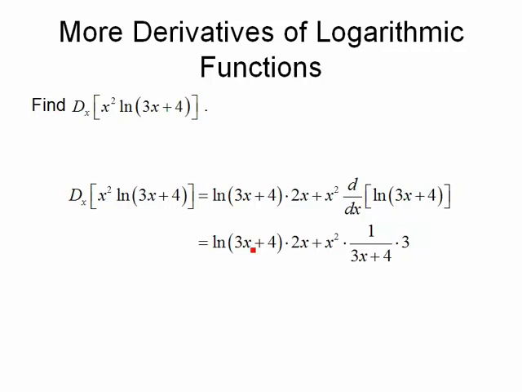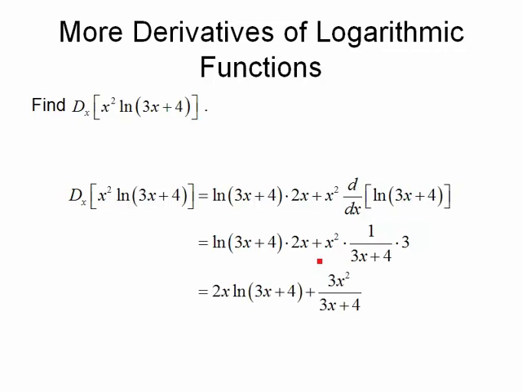So what we have here is ln of 3x plus 4 times 2x plus x squared times 1 over 3x plus 4 times 3. All the derivatives have been taken at this point. We've done both our product rule and our chain rule.